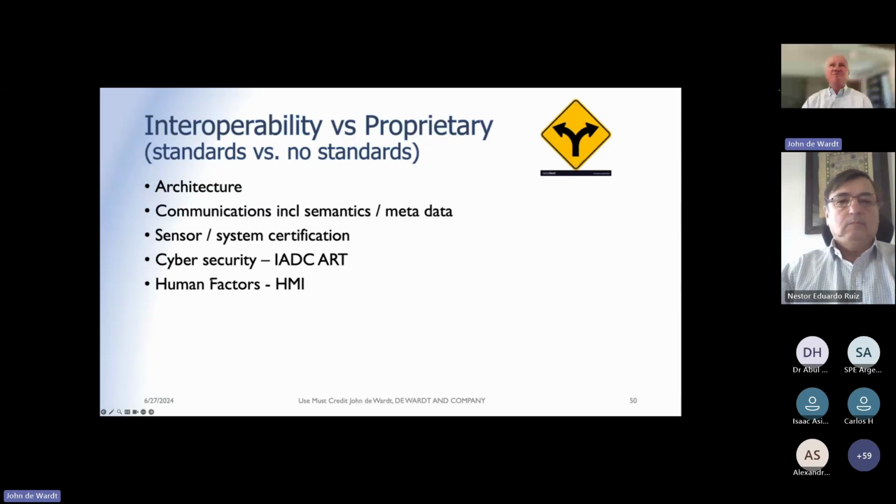Cybersecurity, human factors. The big issue here for me is human machine interface. It's not just about getting the people off the rig floor. It's about giving an intuitive interface to the driller and something that he's able to use instead of historically the industry just adding another screen, and making his life more and more complicated.